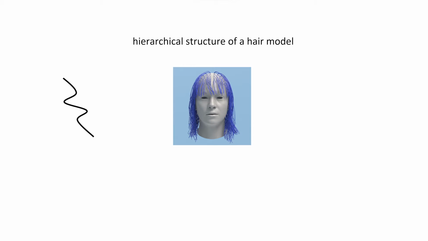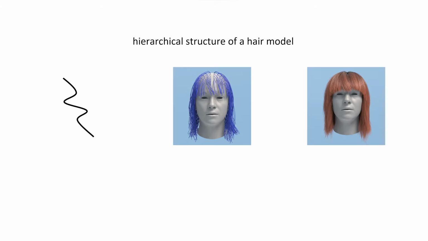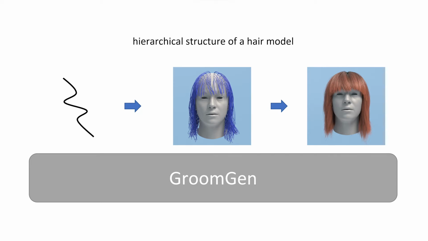For a hairstyle, the most basic element is a hair strand. At a higher level, a sparse set of guide hairs are used to represent the overall shape of a hairstyle. Finally, a complete hair model is created by populating the guide strands. Our system covers the 3 levels of a hair model with 3 modules.